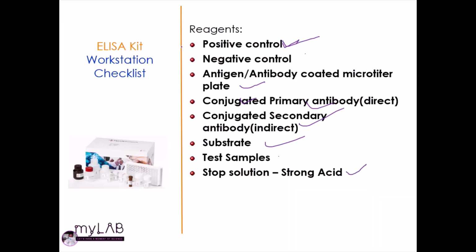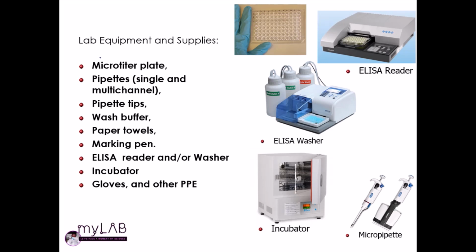In our workstation ELISA kit checklist, we need positive control, we need negative control, we need the wells that have been pre-coated with antigen or antibody, we need primary conjugated antibodies, we need secondary conjugated antibodies, we need the substrate, we need test samples, and we need what we call a stop solution to stop the reaction between enzyme and substrate. For the equipment checklist, we need a microtiter plate.